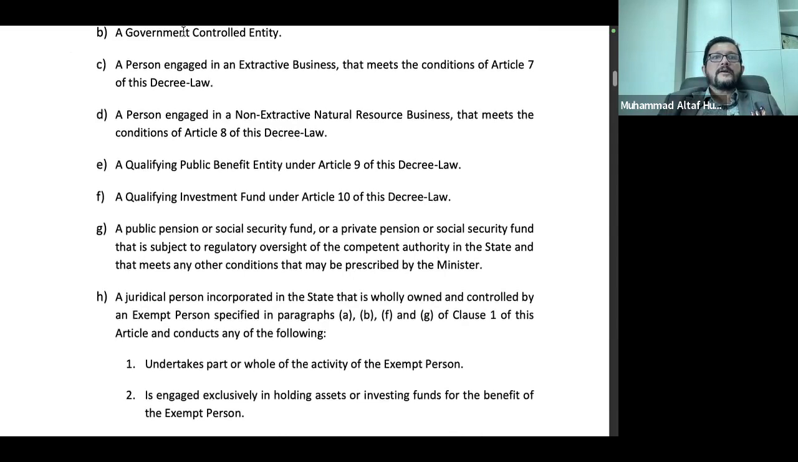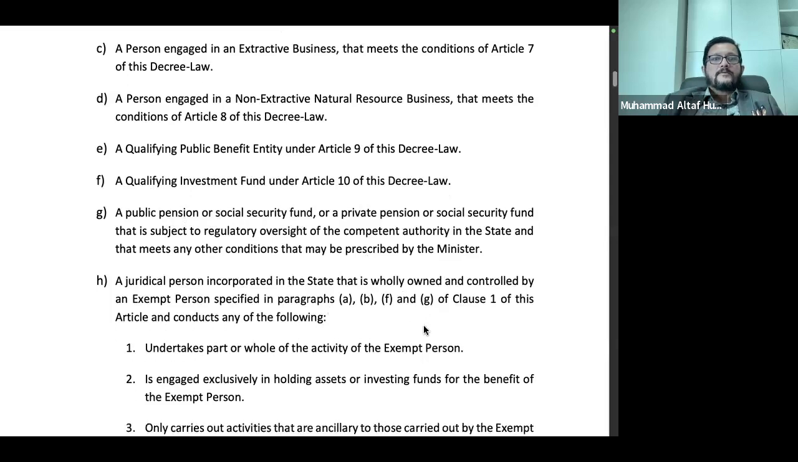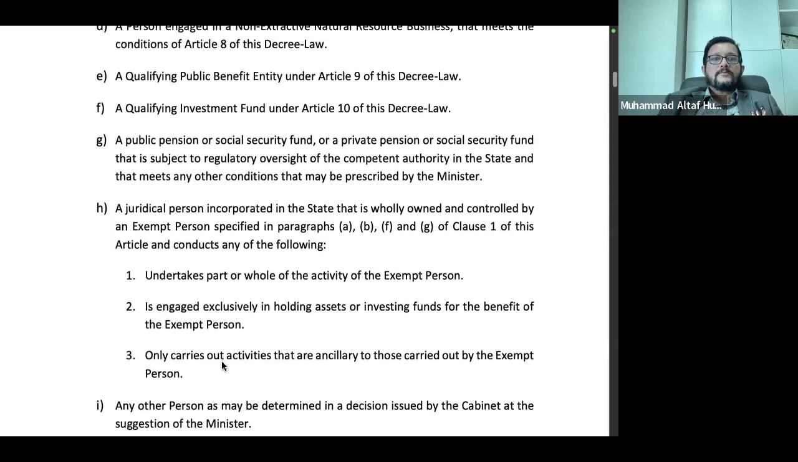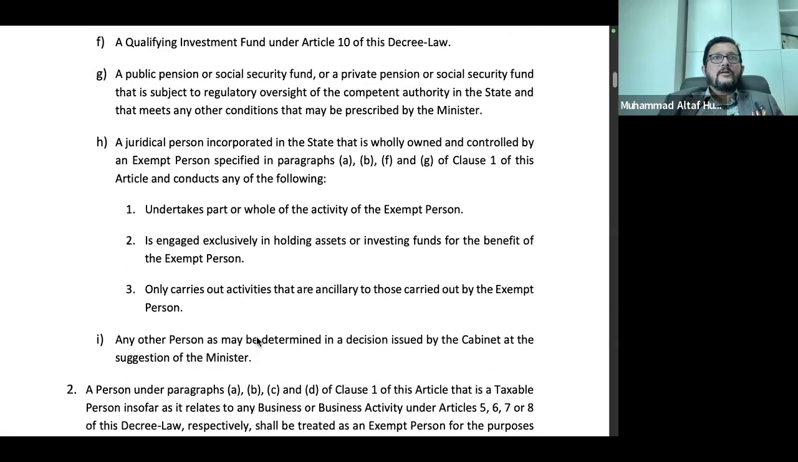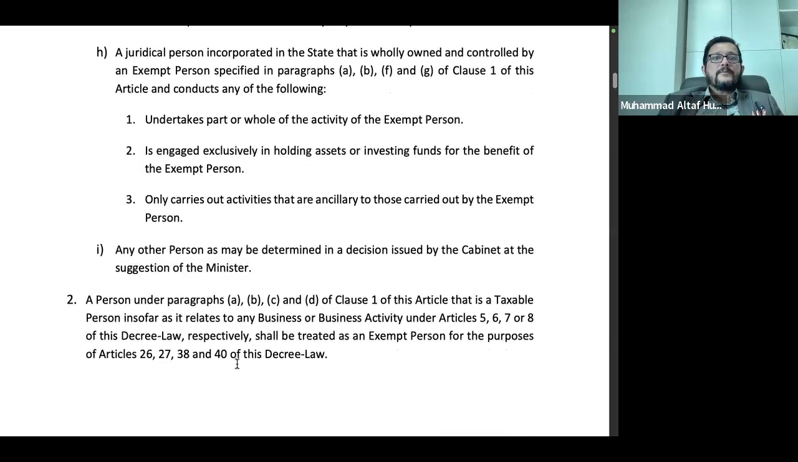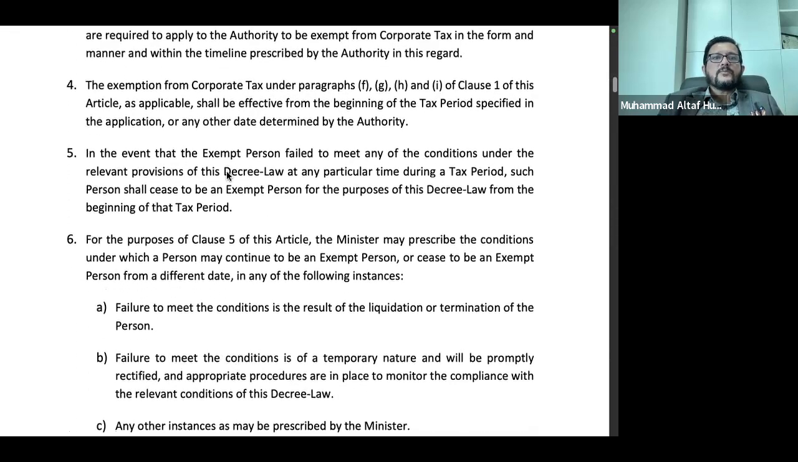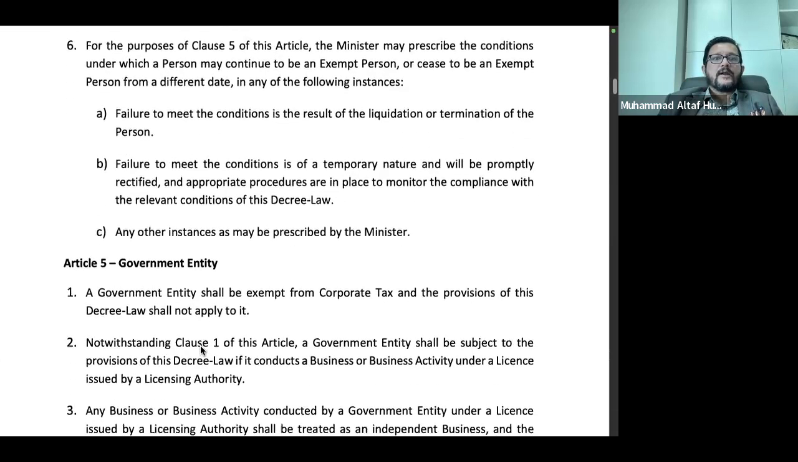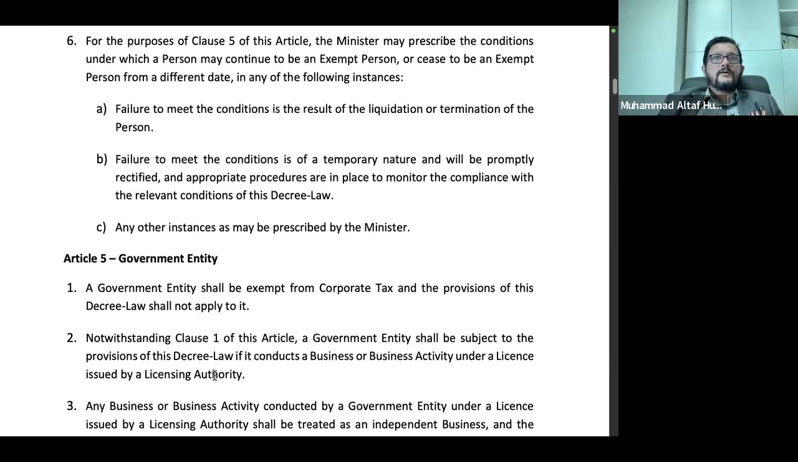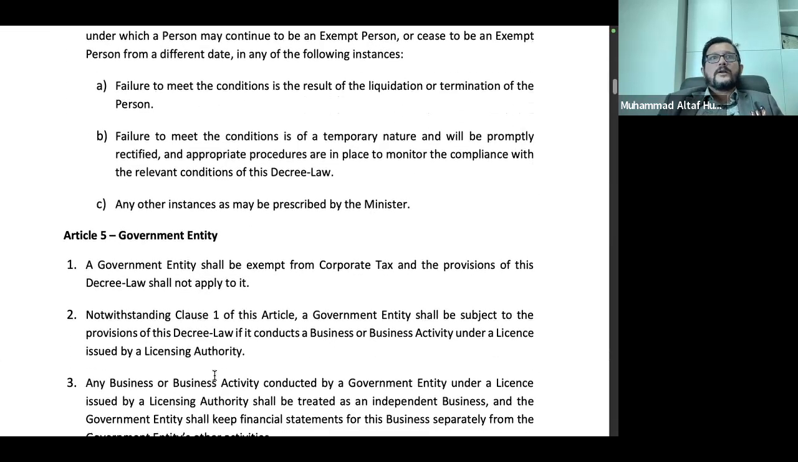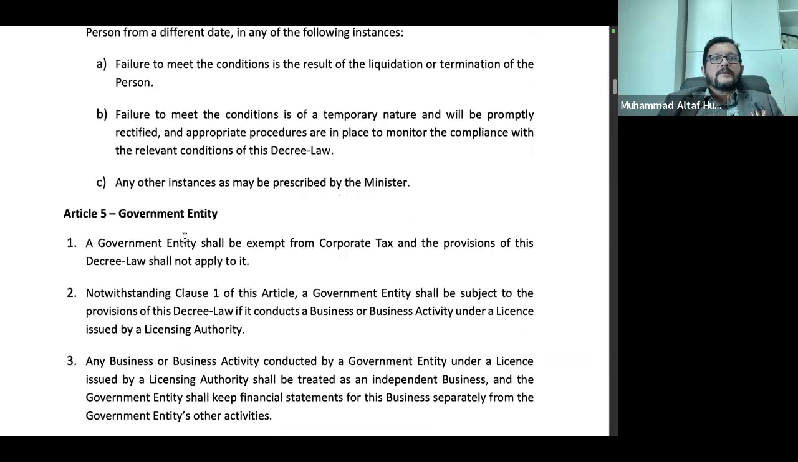So AB is government and government controlled entities. F and G is different, qualifying investment fund and pension fund, right? So AB, FG, right? If it is wholly owned, but again, some more conditions are there. Undertakes part or whole of the activity, engaged, all of these. Anyways, these are elaborated from section 5 onward. More things are mentioned in this section, but 5 onward they are detailed, like what type of exemption is enjoyed by government entity.